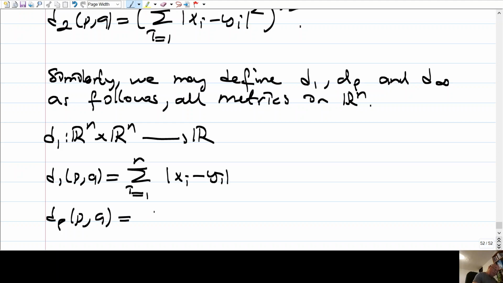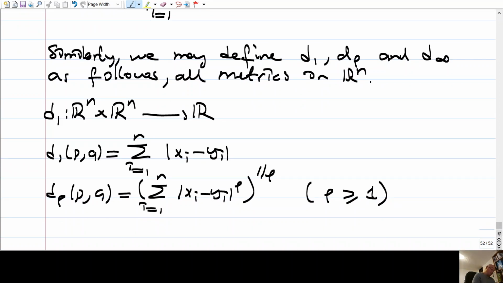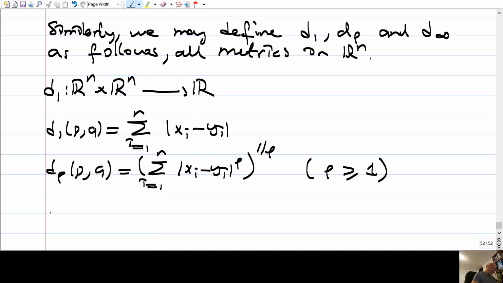What about D rho of P, Q? This will be just the power rho and then the root 1 over rho. Here we will assume that rho is at least 1. It can be 1, but it will always be larger than or equal to 1. And D infinity, so these are definitions. D1 metric is this, D rho metric will be this, and D infinity metric will be the following.